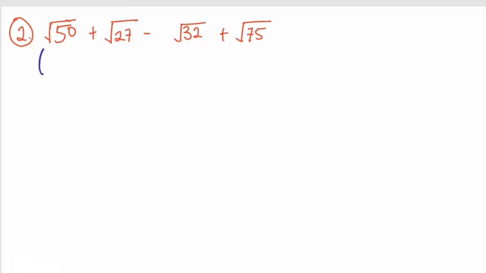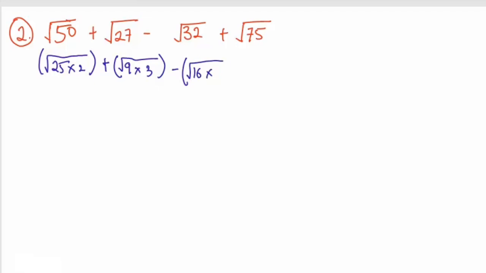Now, two numbers you can multiply to give 50, such that one is a perfect square, will be 25 times 2, because 25 is a perfect square. Then for root 27, two numbers we can get should be 9 times 3. Then for 32, two numbers we can multiply should be 16 times 2. Then lastly, for root 75, two numbers we can multiply will be 25 times 3. Now, if you look at my arrangement, I like writing the perfect square at the beginning, for example 25, 9, 16, and 25.